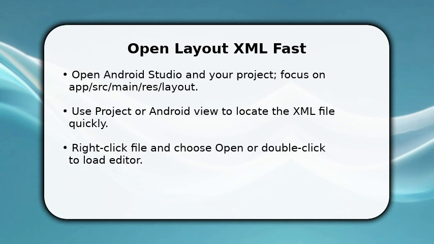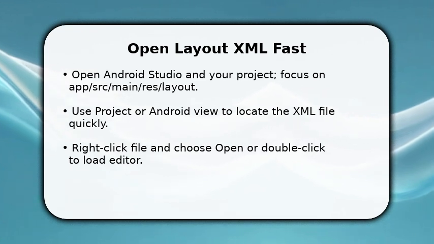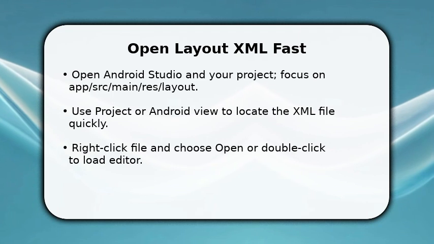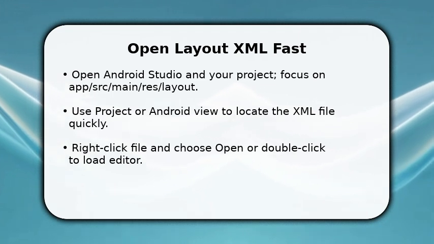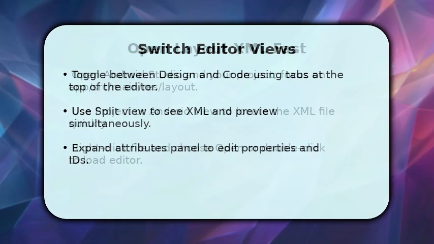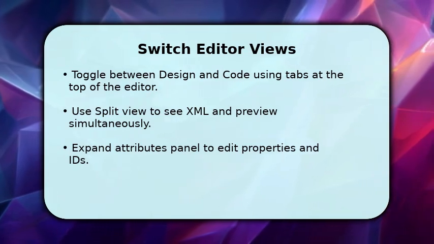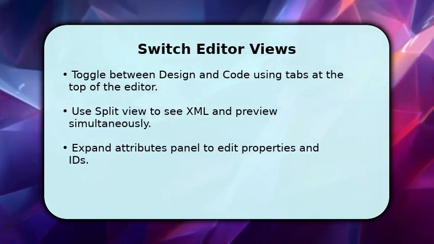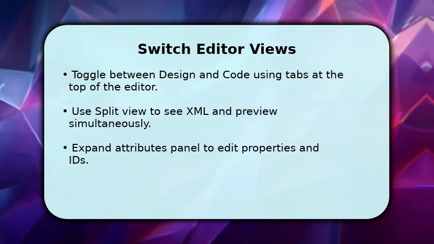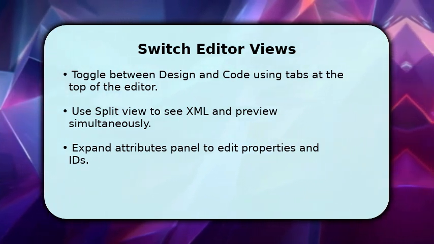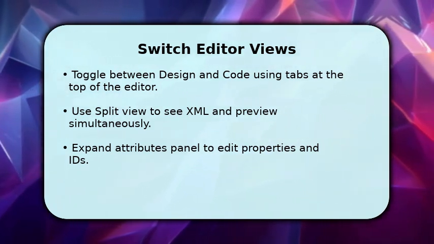If you prefer keyboard flow, press Shift twice and type the file name to jump straight to it. This saves time. Once the XML is open, switch views to focus on code by selecting Code or Split at the editor top. The Design tab shows a visual preview, while Split shows both. You'll want Split when you make changes and expect immediate visual feedback.